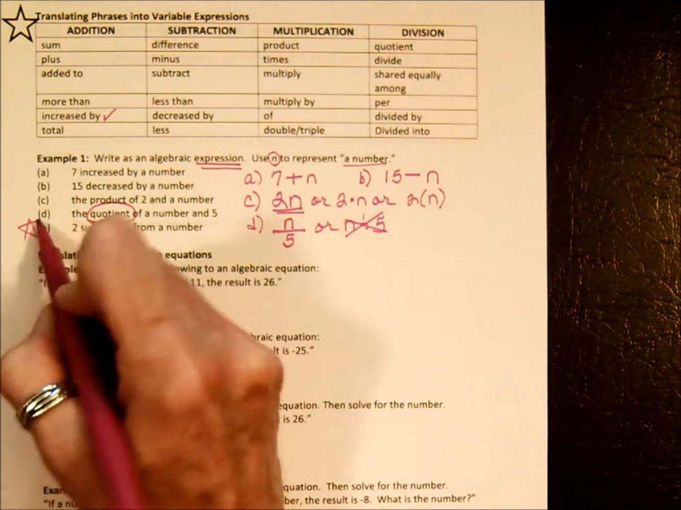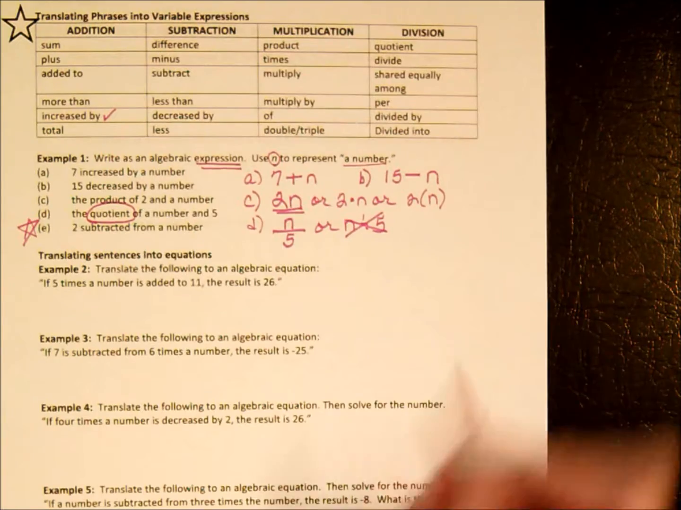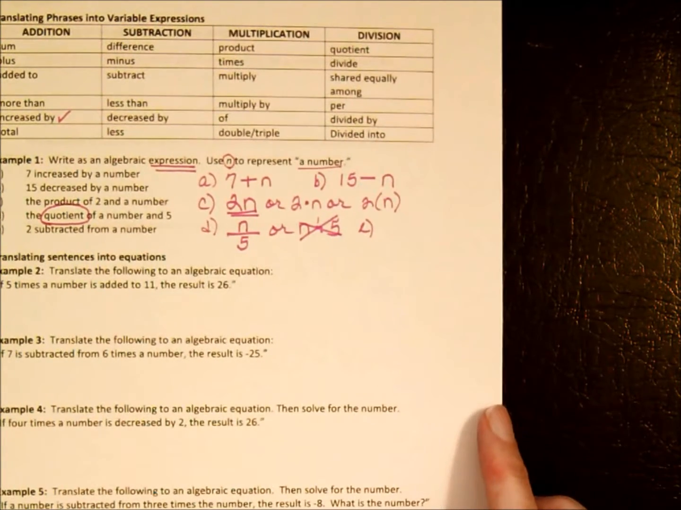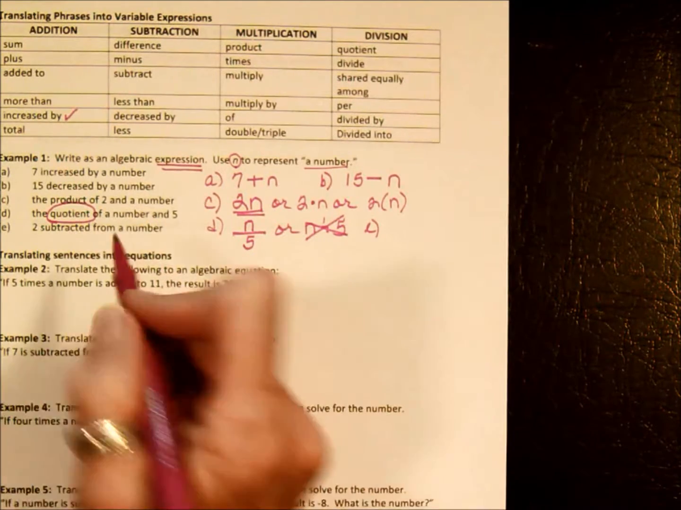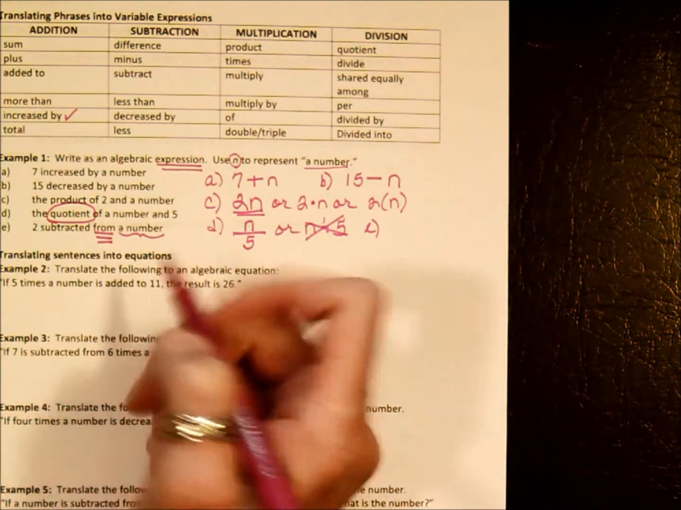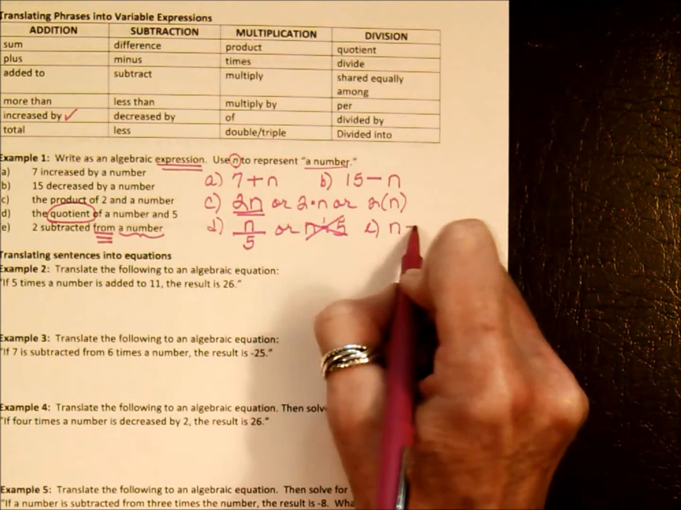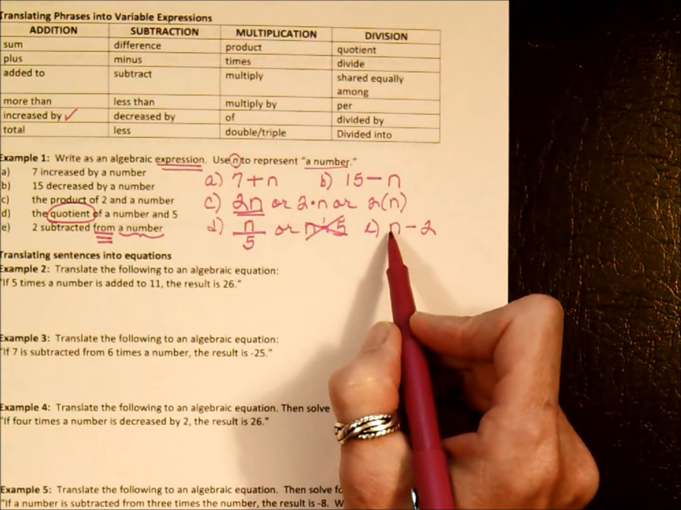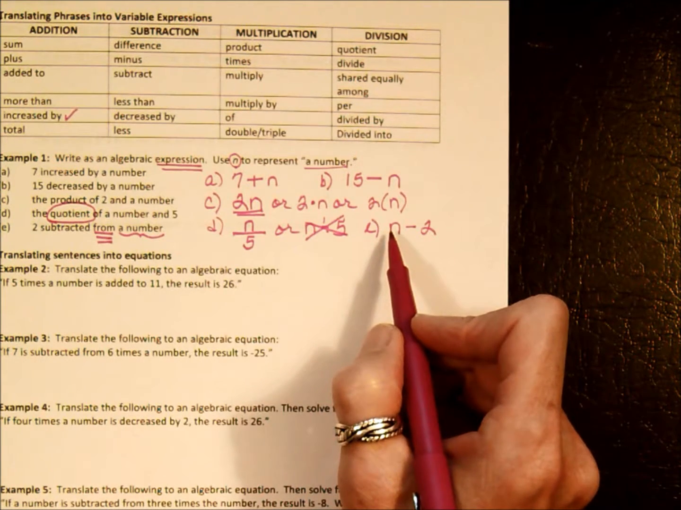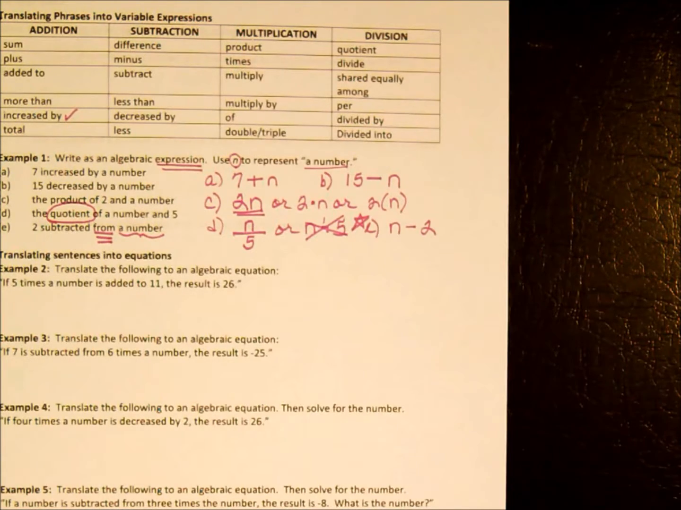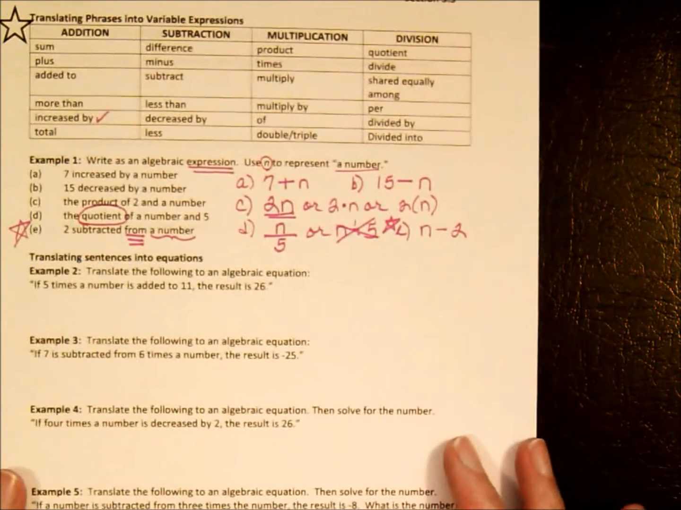Now E is the one where you have to really read it and understand what it means. It says 2 subtracted from a number. So this word from means I have to have this first. So it's n minus 2. It's 2 taken away from the number. So the words are not in the same order as the translation. So this is one you need to watch for when you see that word from.